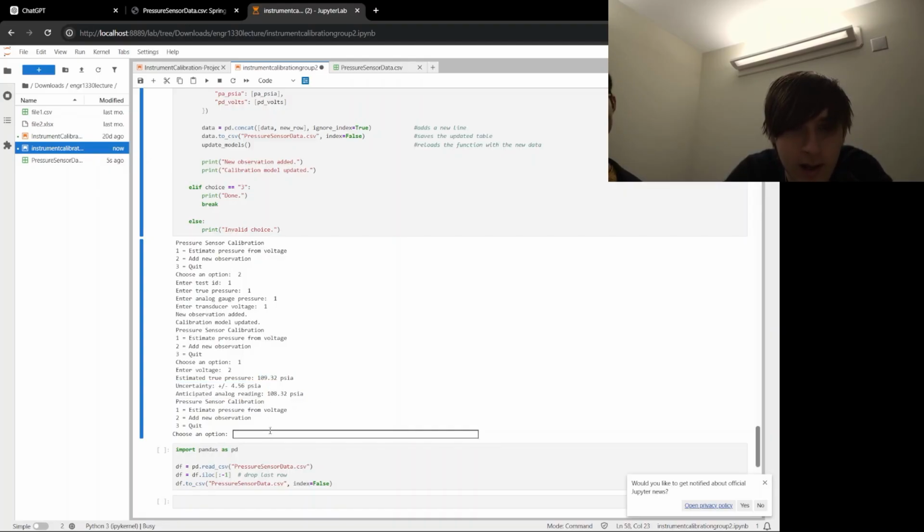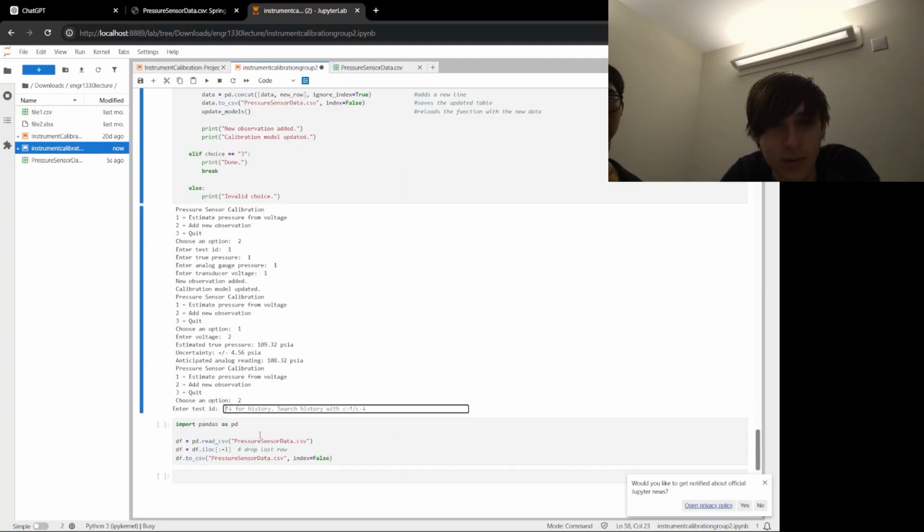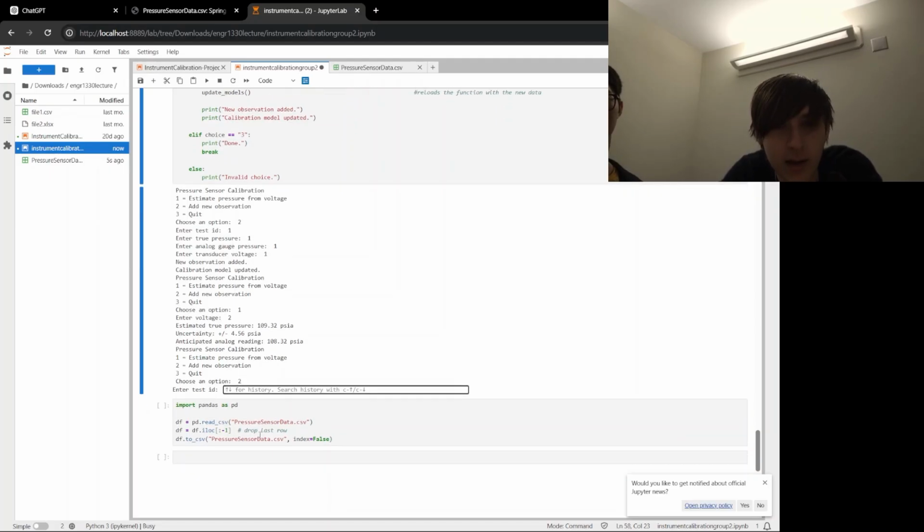And then we have the second option, which is to add a new observation. That means that we are adding new data to the data frame that will affect the line of best fit for the future. So if you add a lot of new observations, eventually your line of best fit will change and you will have new estimations for voltages.